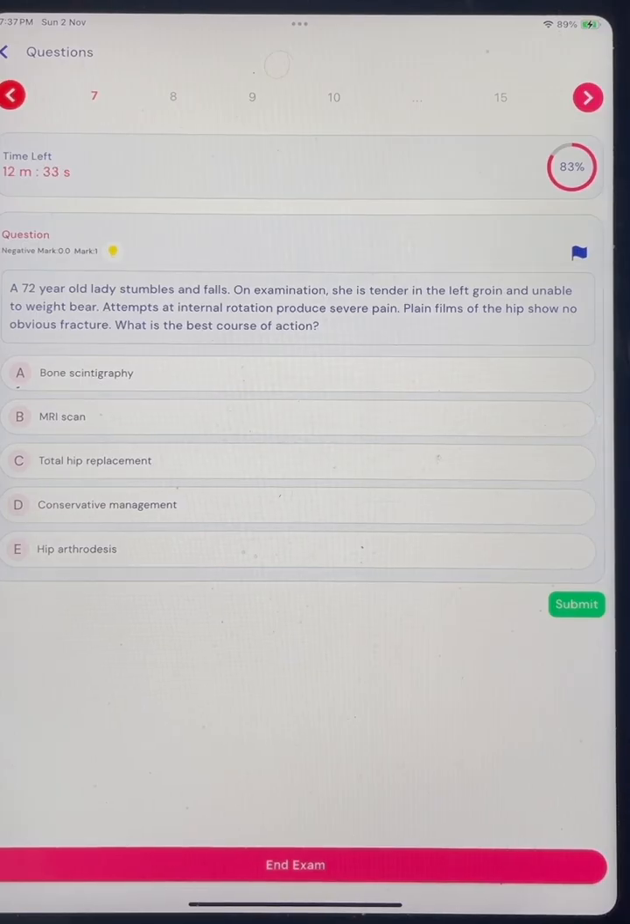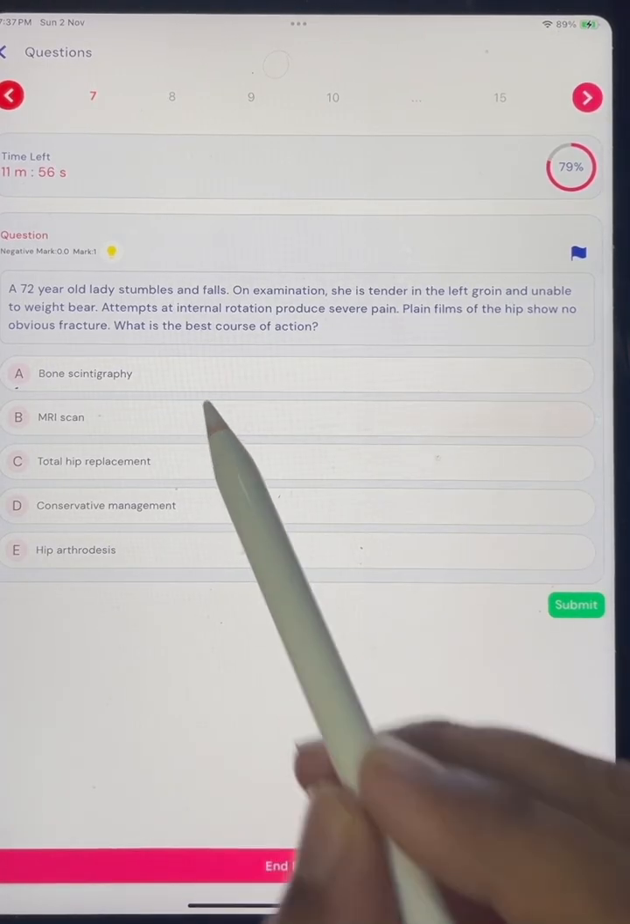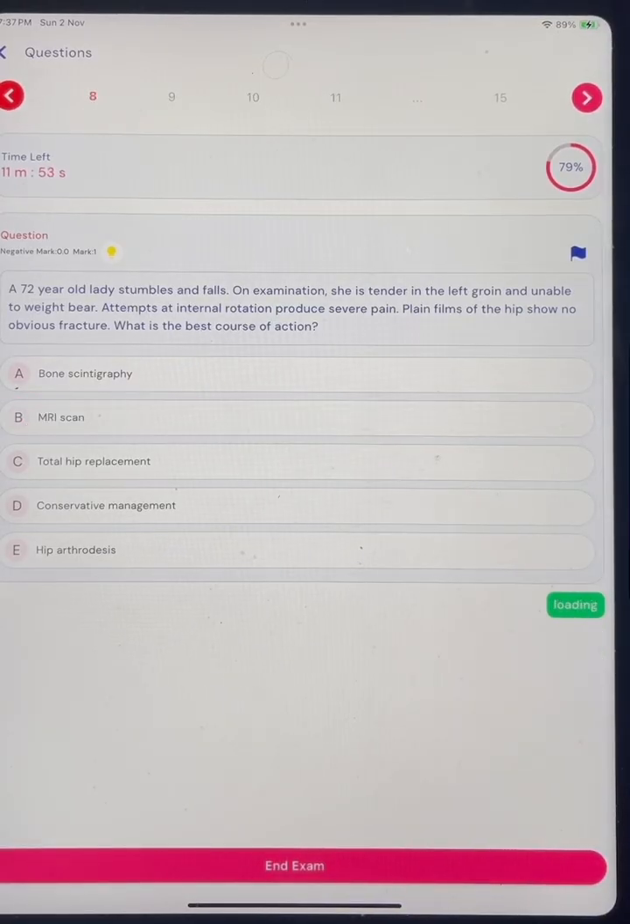72-year-old lady stumbles and falls. On examination she is tender in left groin and unable to bear the weight. Attempts at internal rotation produces severe pain. Plain films of the hip shows no obvious fracture. What is the best course of action? There has to be some need of investigation. So whether MRI scan to understand the fracture. Let us see afterward.